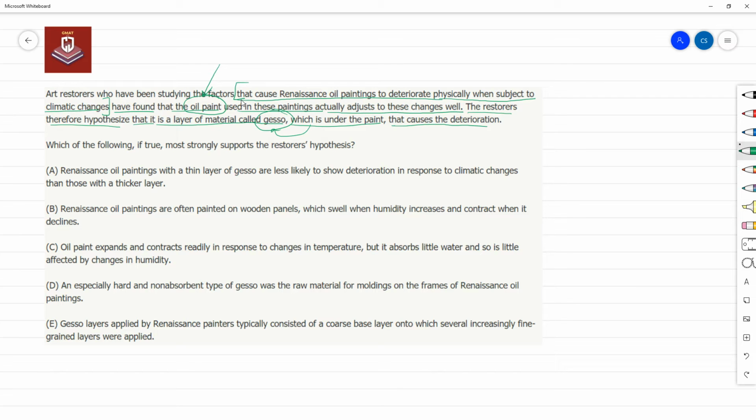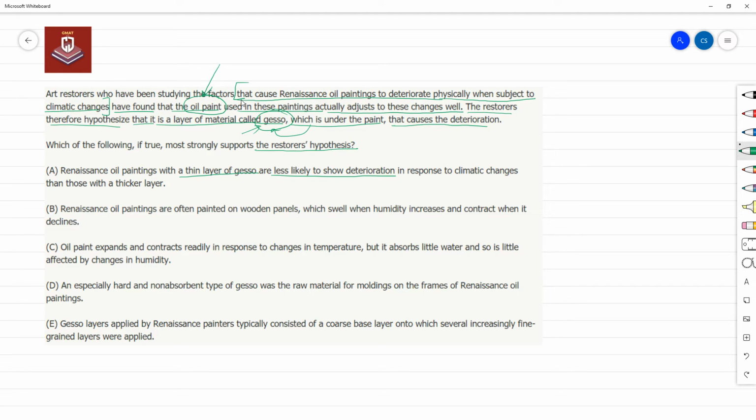Of course, it's a very weak argument, right? We are just ruling out oil paint and then suddenly we are jumping to gesso. It could be anything else in the painting, right? Okay, which of the following, if true, most strongly supports the restorer's hypothesis that it is actually gesso which is causing the deterioration? Okay.